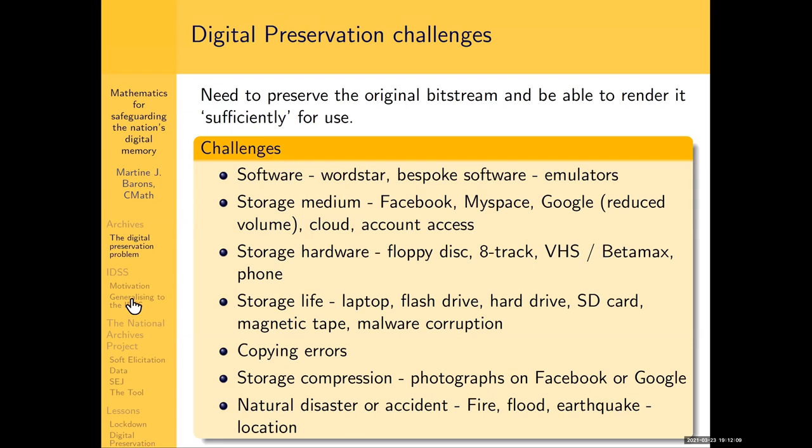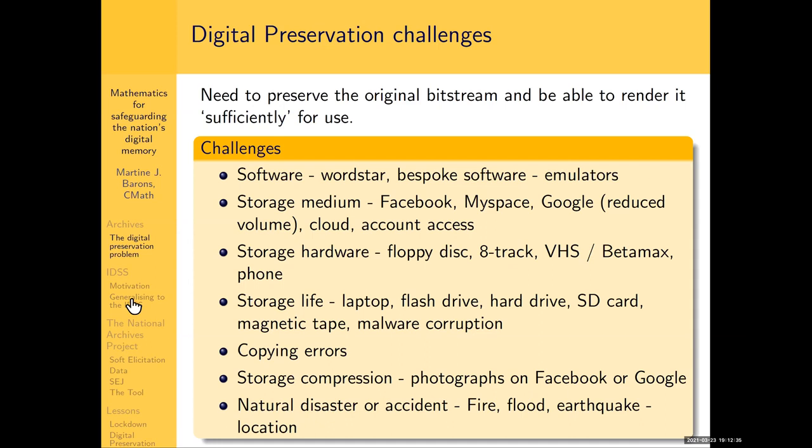Google has already announced that it's reducing the volume of stuff that we can store with it. So we have to start thinking, if we've got large volumes of stuff, where we're going to put that, downloading it and storing it safely. Facebook may not be around forever. MySpace wasn't. Then we might lose access to things. If we store things on the cloud, we may lose access because a government decides to close it down, or it goes out of business or whatever.